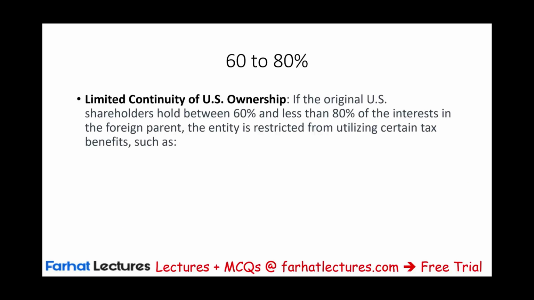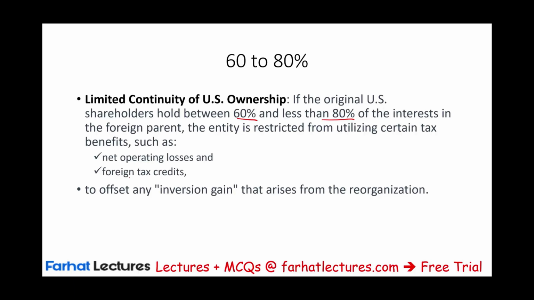If the original U.S. shareholders hold between 60 and less than 80% of the interest of the foreign entity, the entity is now restricted in utilizing certain tax benefits, like net operating loss and foreign tax credit. To do what? To offset any inversion gains, because you cannot use those NOL and foreign tax credits to offset inversion gains to reduce your taxable income. That's basically what you need to know.